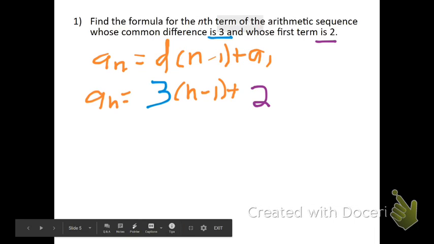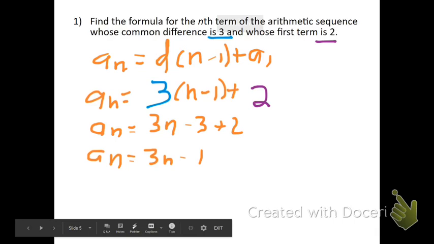Okay, so back on the right slide, I wrote the nth term formula and plugged in the common difference and the first term. So that would be the formula. Now it's always good to write it by distributing the 3 and then simplifying it down like this. That's a better way of writing it.